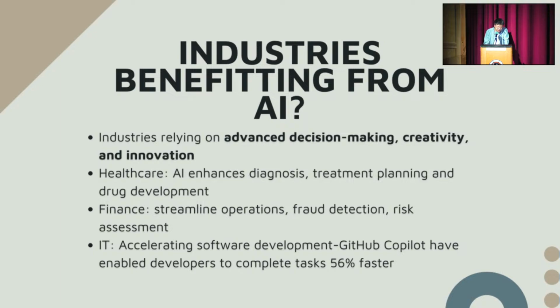Even the IT sector itself is being transformed, with AI accelerating software development through automated coding and testing. Tools like GitHub Copilot have enabled developers to complete tasks 56% faster, allowing them to focus on more creative aspects of software design.